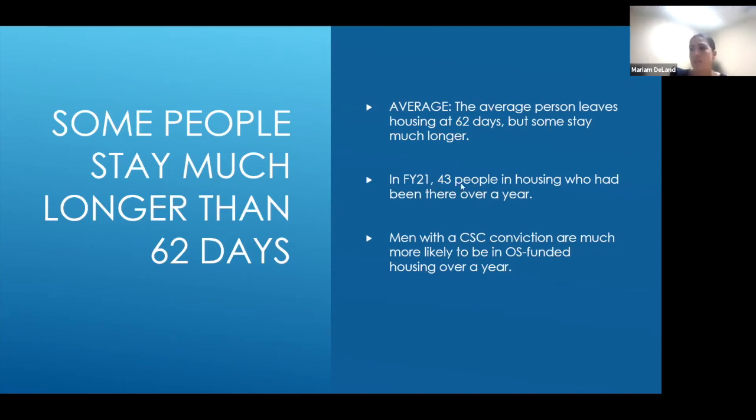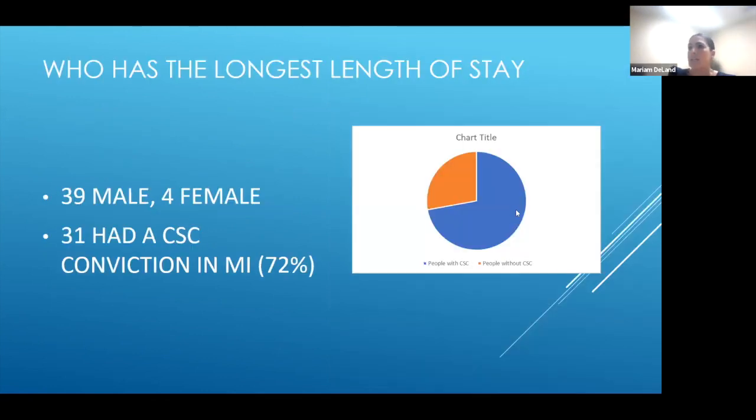However, during that year, there were 43 people who had been in housing over a year. So at the end of that year, there were 43 people still in housing who had been there over a year. I looked at those 43 people and found that men with a CSC conviction were much more likely to be in OS funded housing for over a year. Why are they in there so long? They either cannot or will not find a permanent solution to housing.